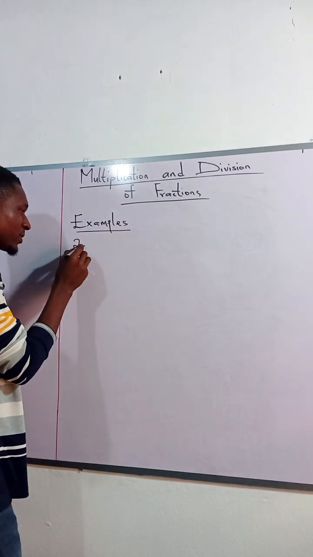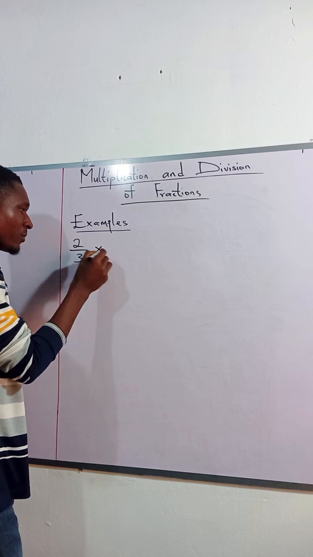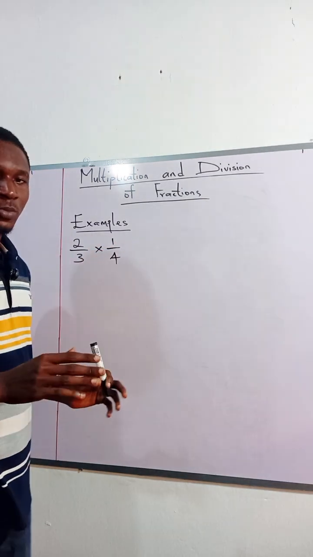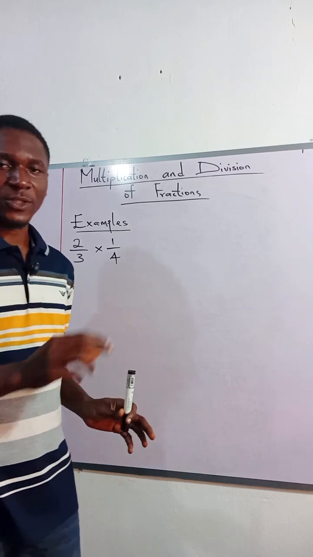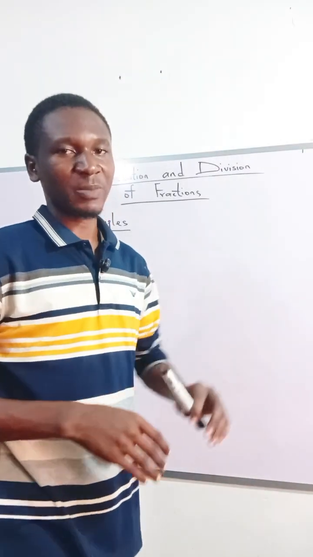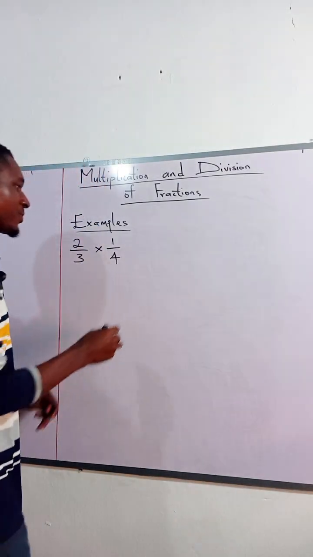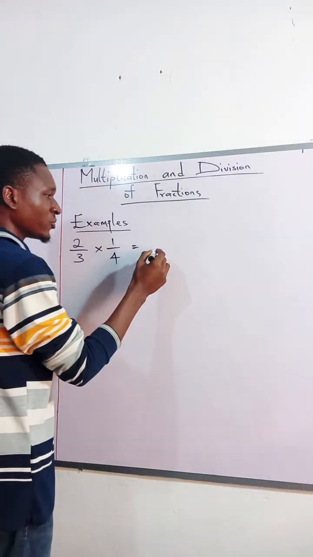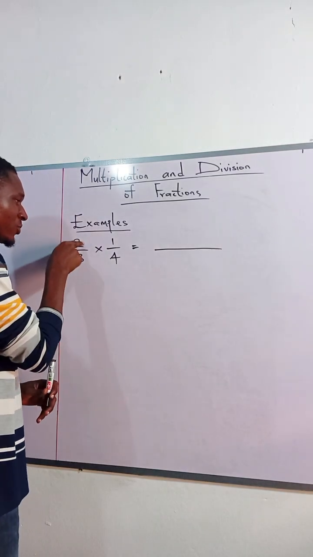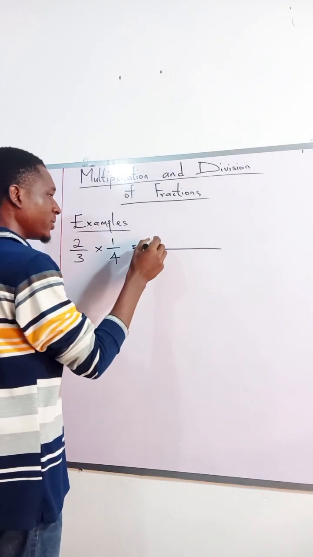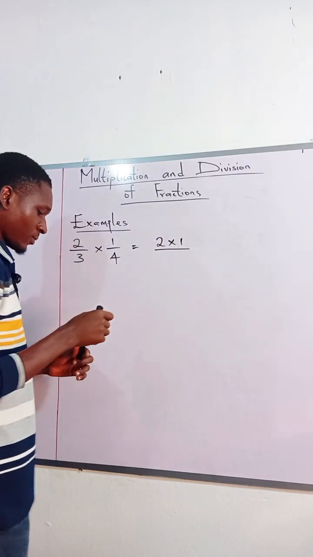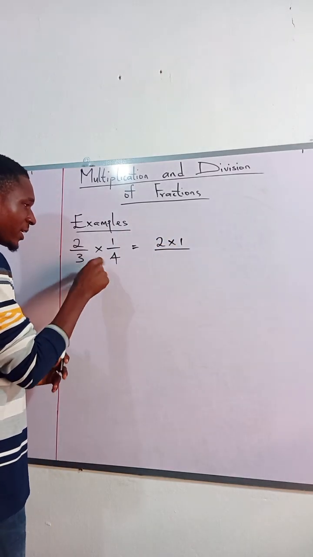The question says 2 out of 3 multiplied by 1 out of 4. You don't need to think too much. All you have to do is just multiply the numerator by the numerator and multiply the denominator by the denominator. That is, you just draw a long line for both of them. 2 times 1, you combine the numerator, and the denominator, 3 times 4.